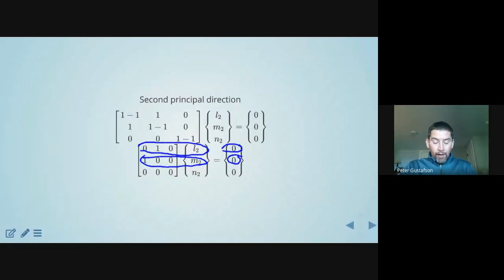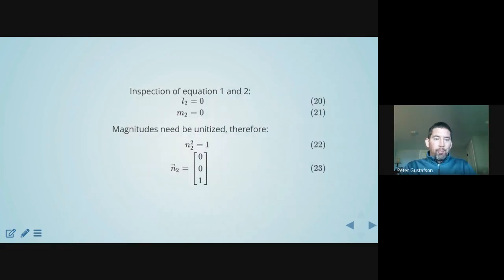Then the last thing is, how do we find N2? Well, of course, if we looked at the third equation, 0 times L2 plus 0 times M2 plus 0 times N2 would give us 0 automatically, but that hasn't told us anything about what N2 is. Again, we have a redundant equation here, or at least a useless equation because it's all 0. Therefore, we need to use that technique of taking the magnitude of the unit vector and making sure it's equal to 1. So L and M are both 0. That means N2 squared is equal to 1. And so therefore, we have N2 being equal to 0, 0, 1.